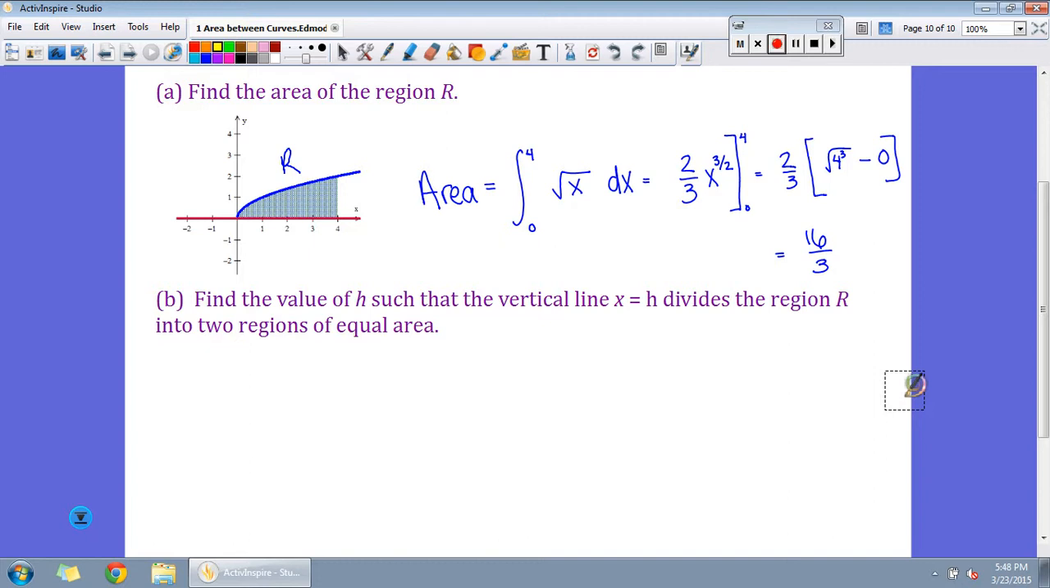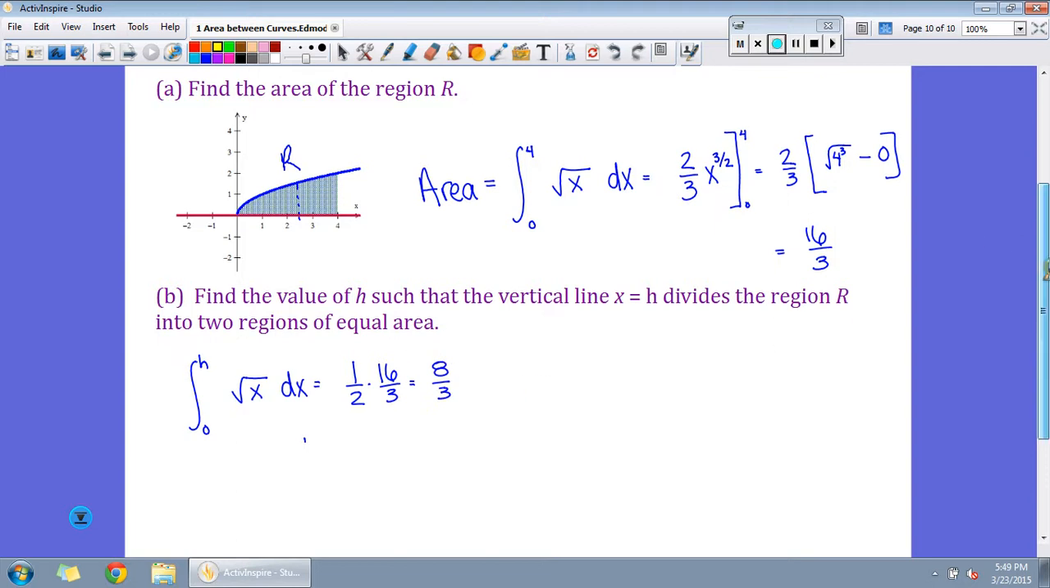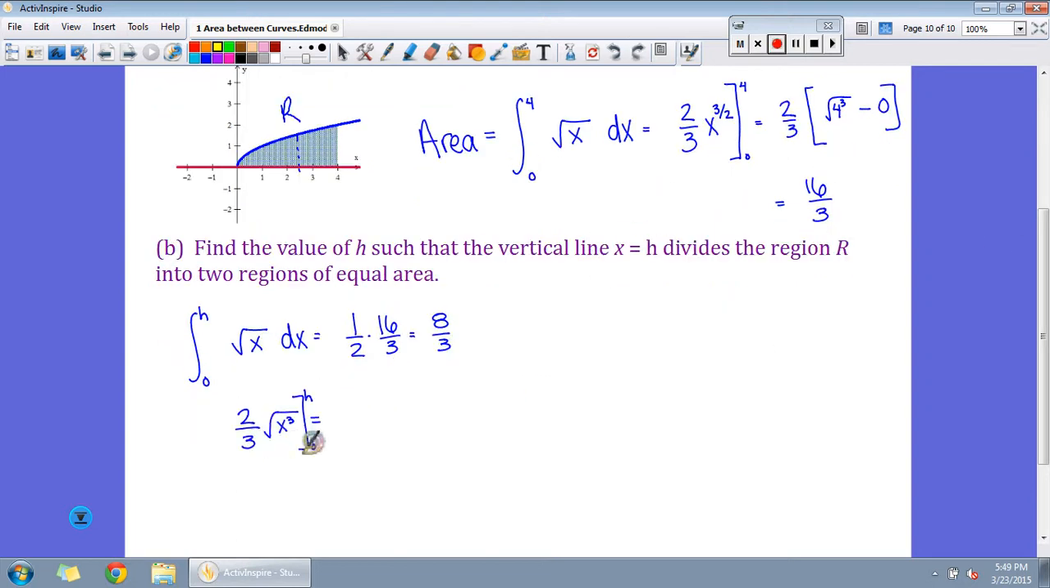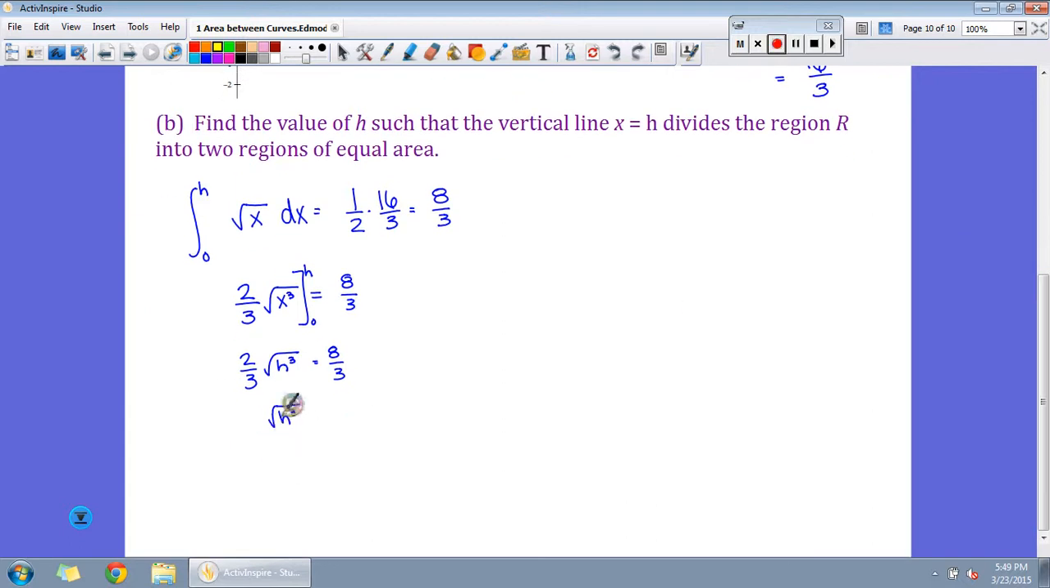The far more interesting part of this free response question was part B. We want to find some value h, somewhere in here maybe, that divides region R into two areas of exactly the same size. The way you would split this up is you could say the area from 0 to h of the square root of x. Since it's supposed to be exactly half, we can take half of 16/3, which is 8/3. We already know what the antiderivative is, and we want to evaluate from 0 to h. And we need to set that equal to 8/3.